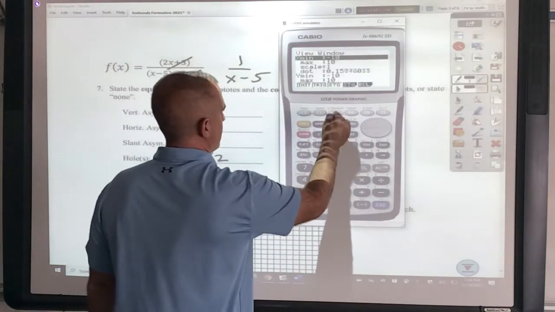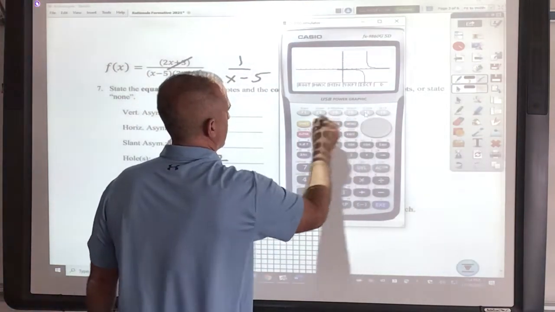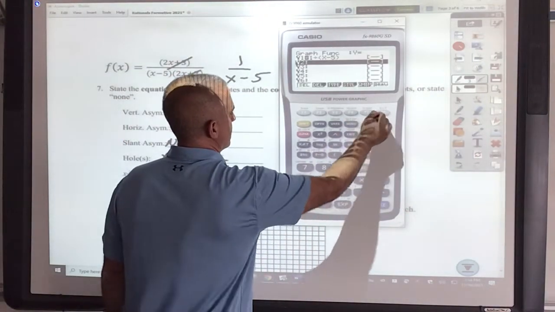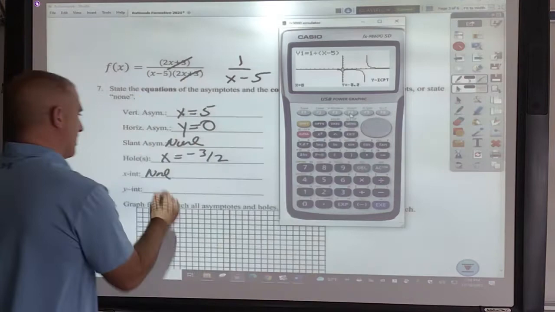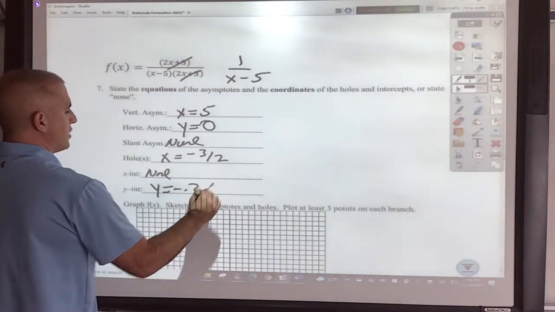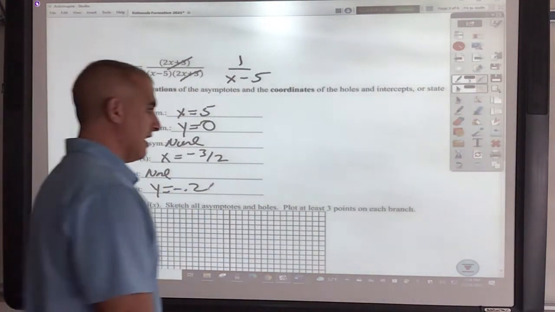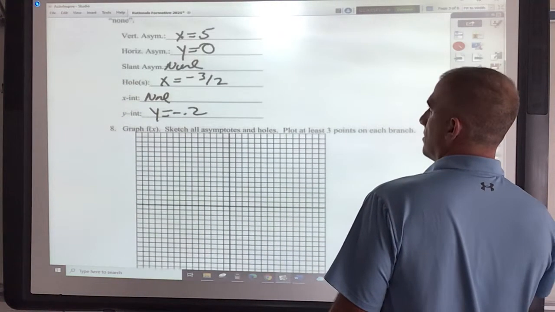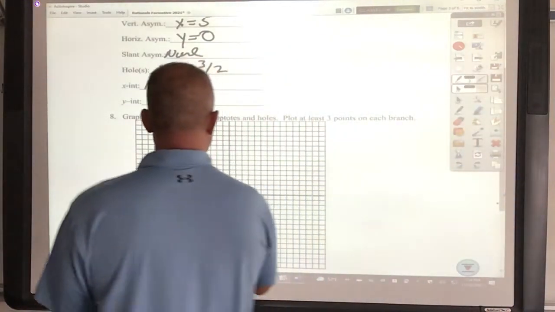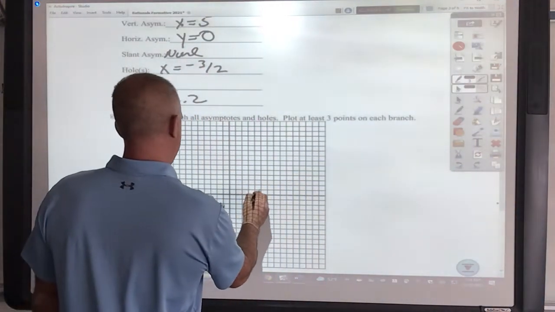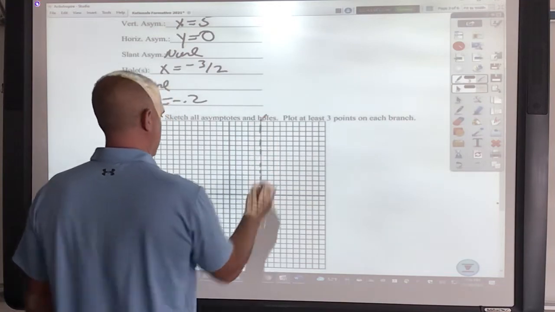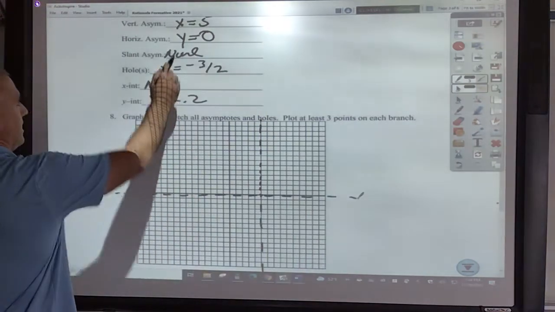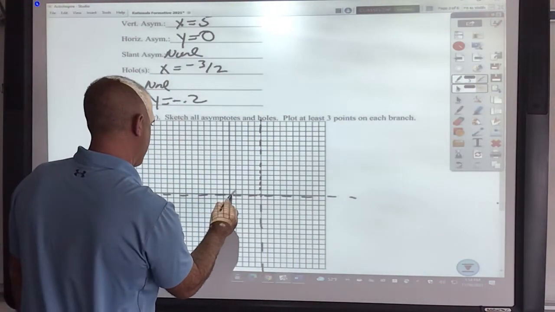All right, probably want to zoom in a little bit for that. G-solve root, I don't have one. Exit draw, G-solve y-intercept, I got y equals -0.2. Now I don't need to check for minimum maximum because this is not a slant asymptote, okay? So let's go down. At x equals 5, that's 1, 2, 3, 4, and 5. I've got y equals 0. I've got an x-intercept of -0.2.